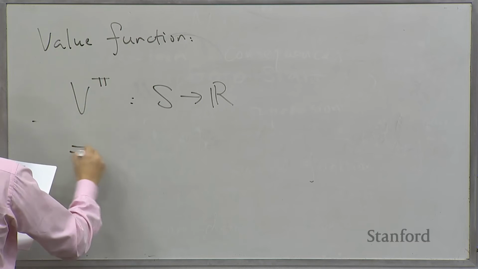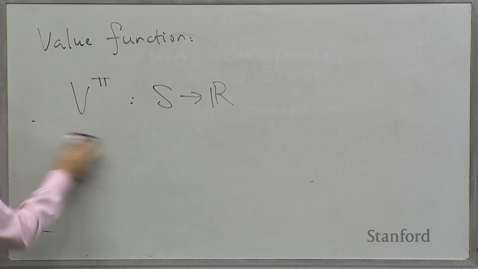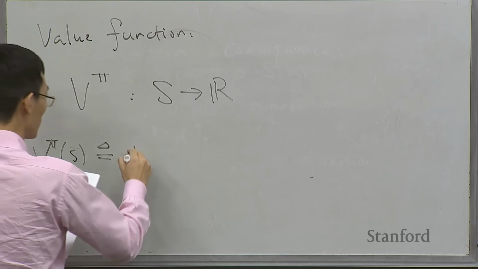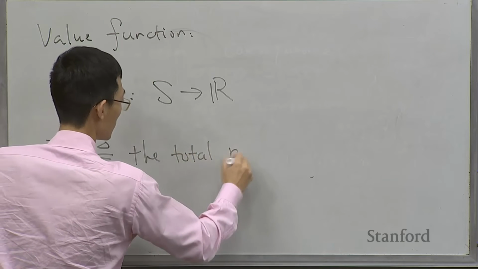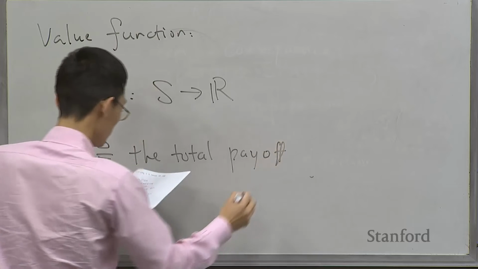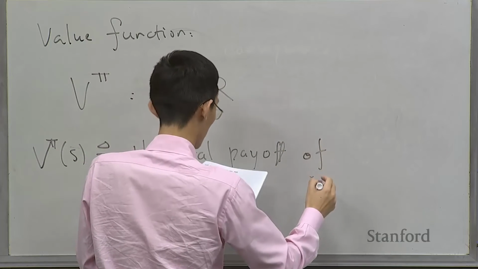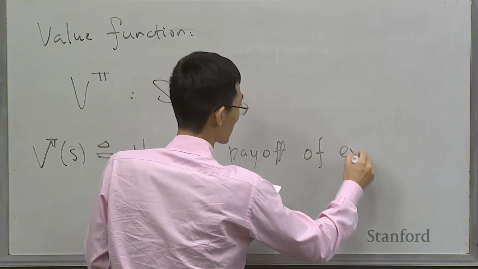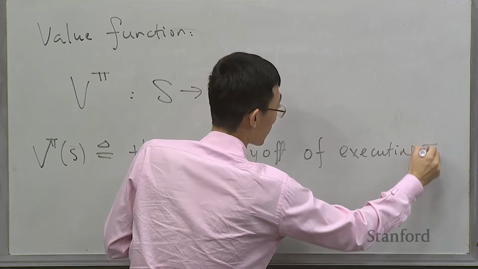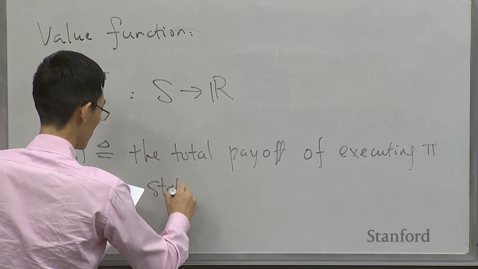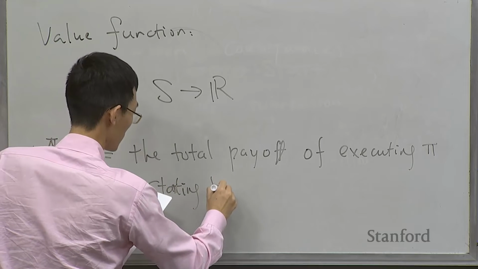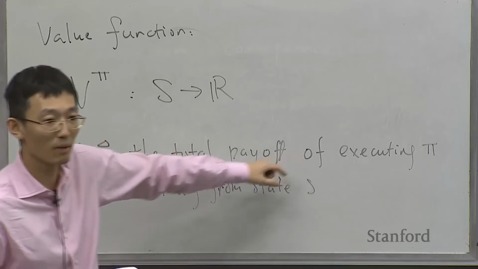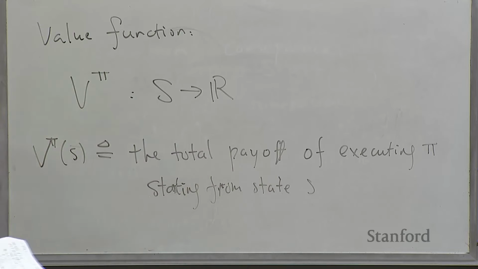So V pi of s is defined to be the total payoff obtained of executing policy pi starting from state s. So basically, you start from state s and you keep executing your policy pi every time iteratively.